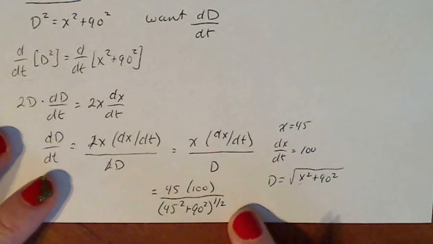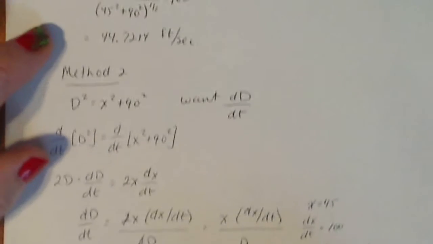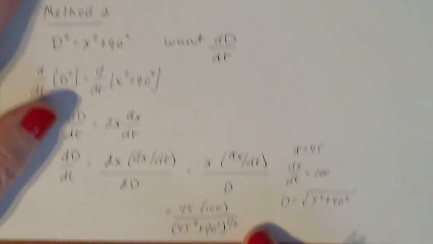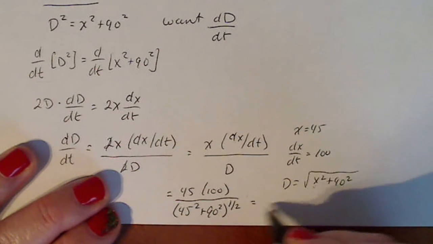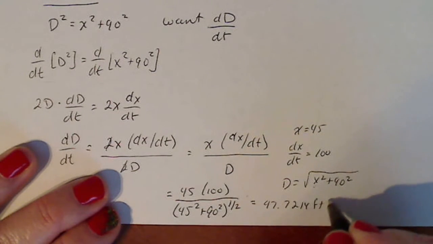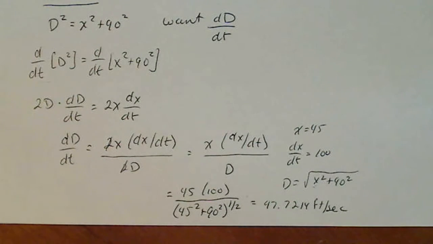And if you take a look and compare, let's see if I can get it all on one screen. I may not be able to. Look at that: 45 times 100 over 45 squared plus 90 squared to the 1/2. There it is. Same thing. So I know that this is approximately equal to 44.7214 feet per second.